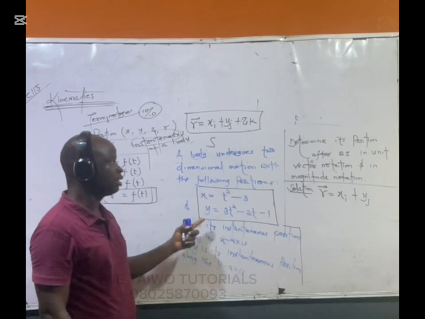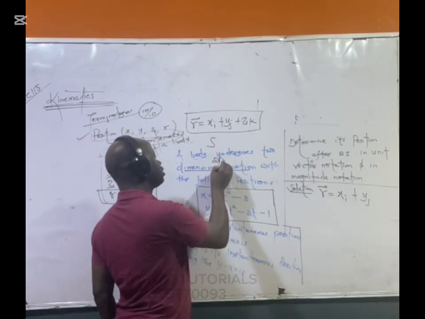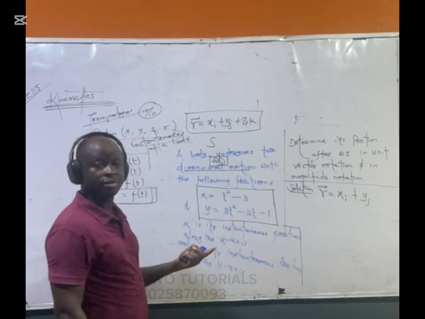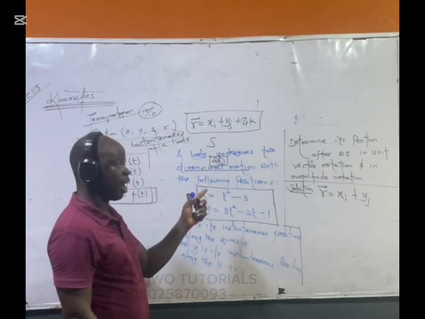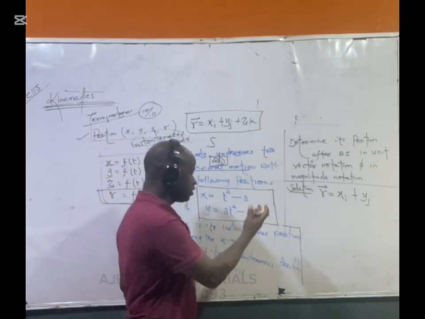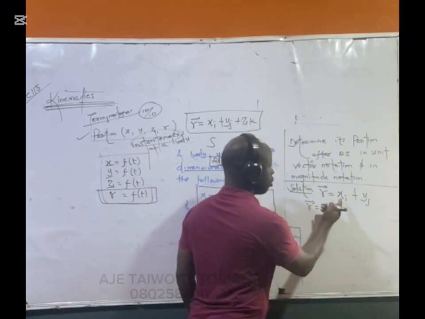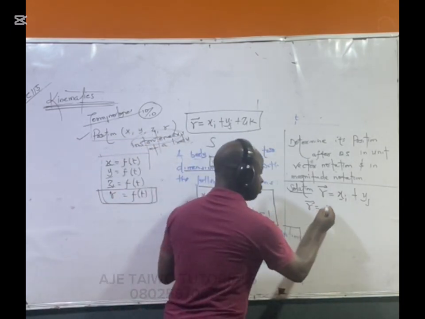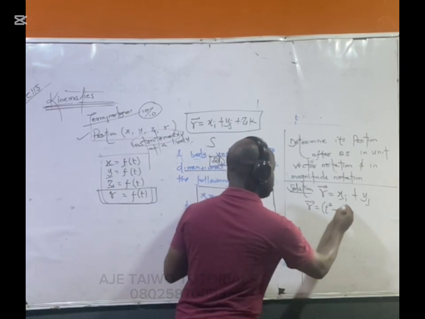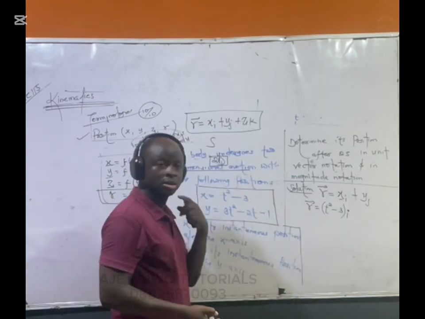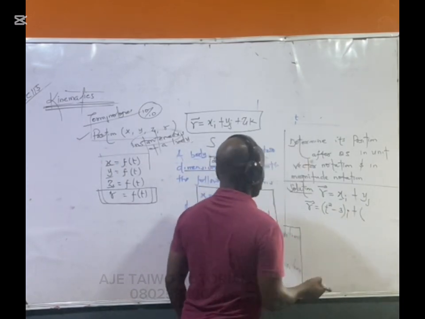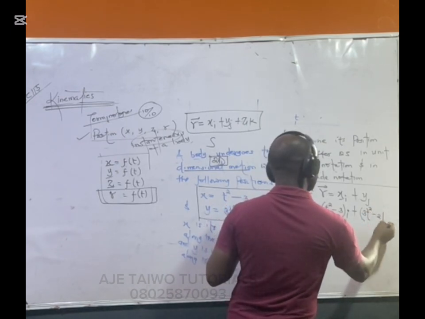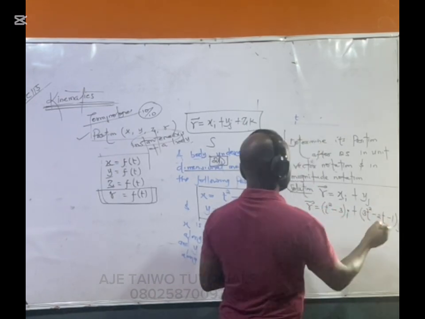But if you are given 2 dimensions, this is a 2-dimensional motion. It's 2D, meaning you have X and Y. If you have 3D, you have Z. You have X, Y, and Z, or X and Z, or Y and Z. That's 3D. So this is 2D. My R is just, please class, tell me, what is our X? What's the X they give to us? T squared minus 3. Plus, what's the Y they give us? 3t squared minus 2t minus 1 j.